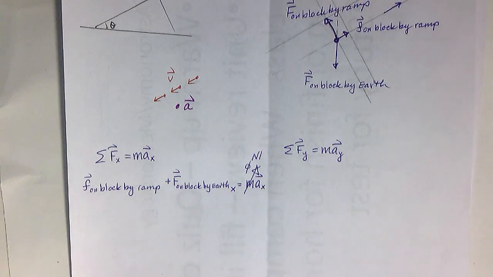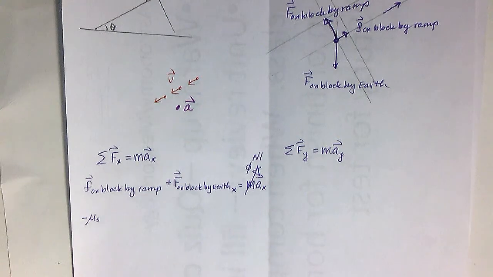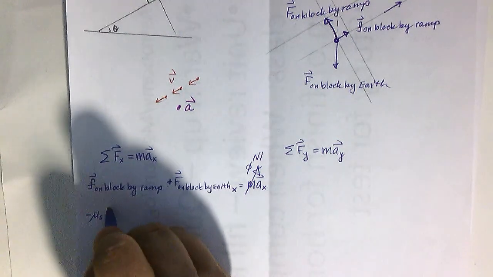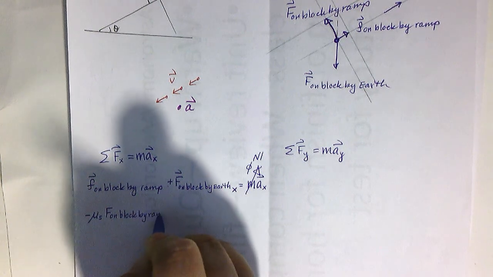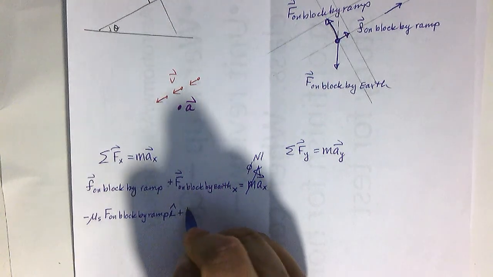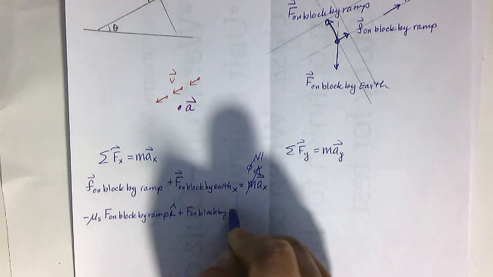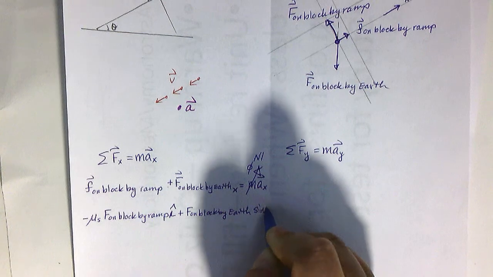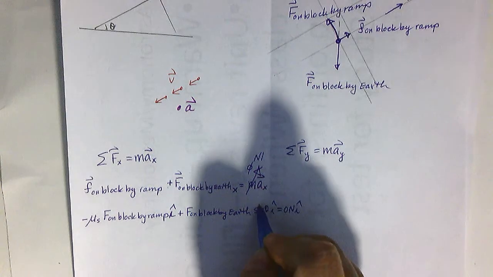And remember from our previous example of breaking the weight into components that the x component is the sine of theta. So we have minus mu sub s, because I'm not moving, I'm at rest, times the normal force magnitude, force on block by ramp, i hat, plus force on block by Earth, sine theta, i hat, equals 0 newtons i hat.